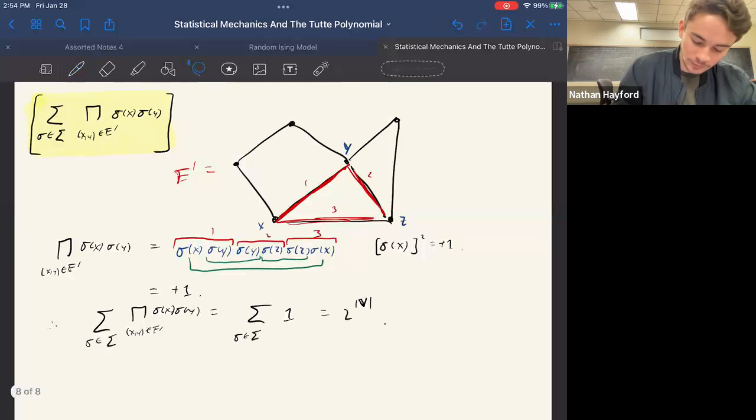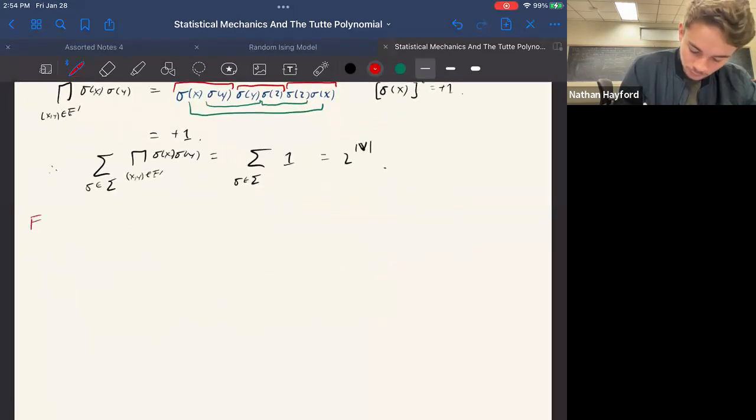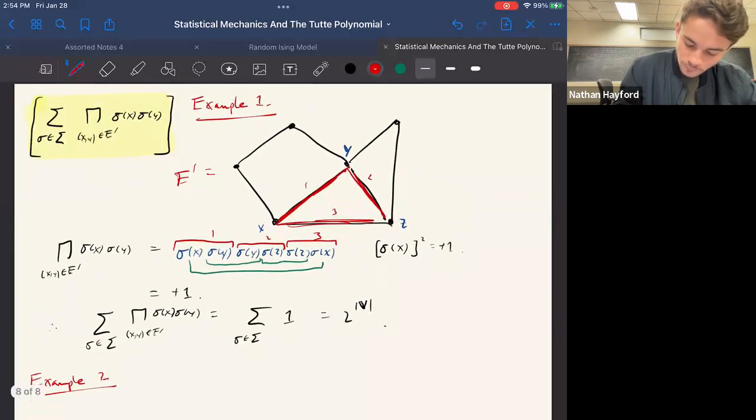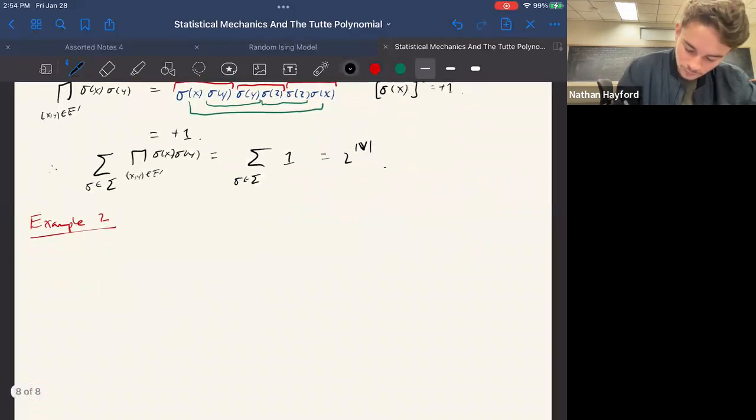So let's copy this down again. So this was example 1. Let's do example 2. Let me draw the same graph.